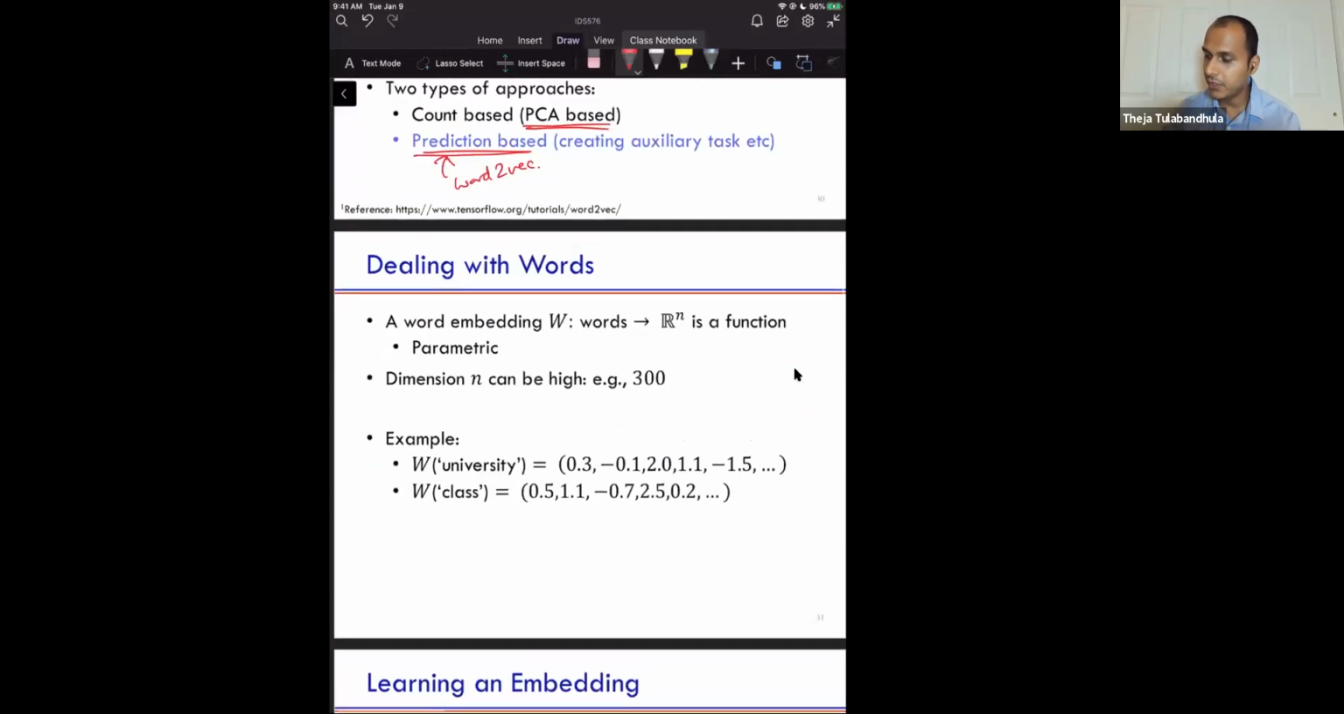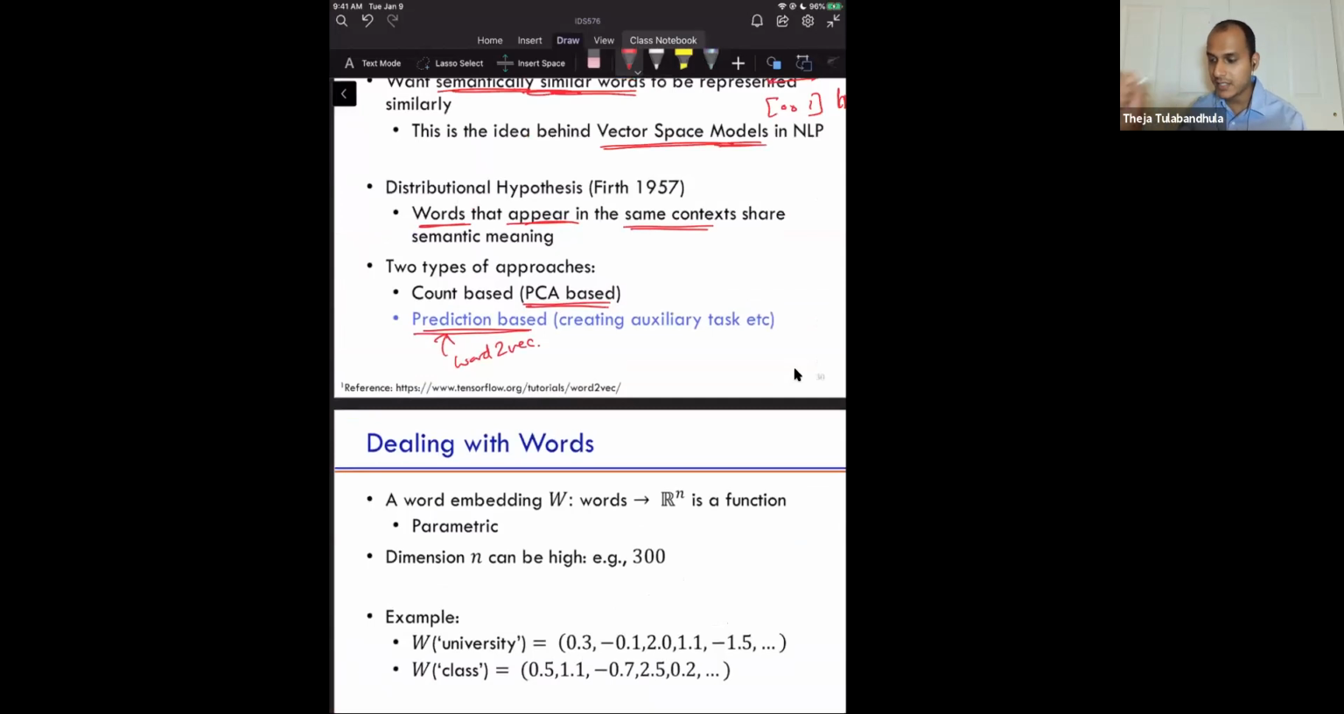For the PCA-based representation, let's say we have V words, capital V, which is the vocabulary size. Then what we can do is just count the number of times they co-occur. So take the first word, dog, and maybe cat here. Maybe they co-occur 100 times in my data set. So you just take that entry as 100 over there. Similarly, you just create a co-occurrence matrix.